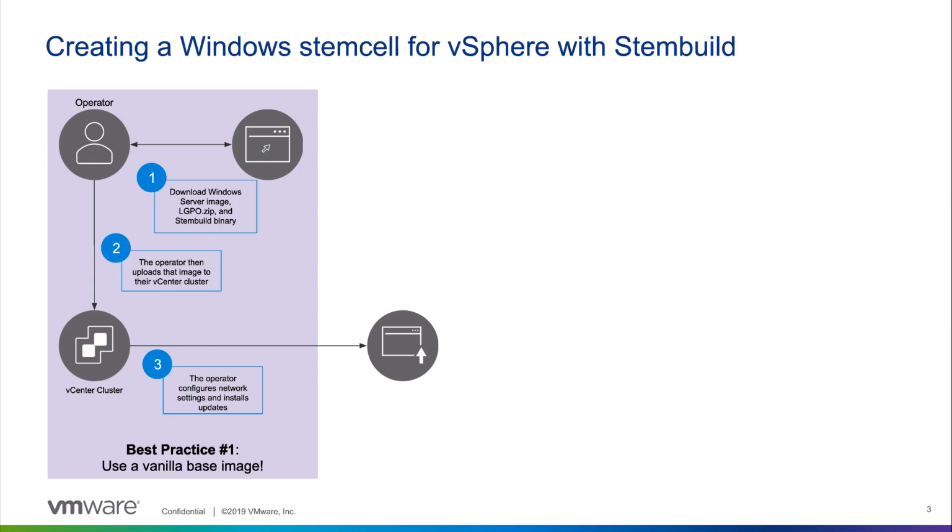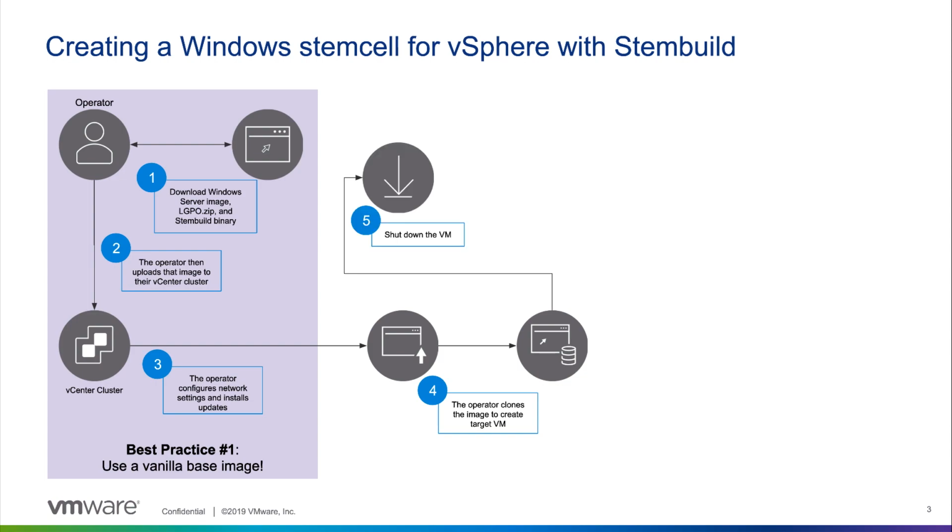Once you have your base Windows image set up in your vCenter, you'll do two things. First, you clone that VM. The new cloned VM becomes your target VM, or the VM you'll be turning into a stem cell. Cloning the base VM will allow you to preserve all the settings for future runs of Stembuild. Once you've cloned the base VM, shut it down. This will allow you to use the same IP for your target VM.